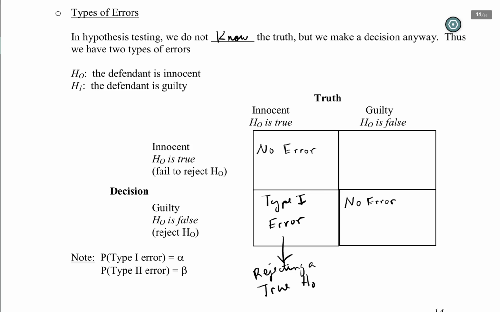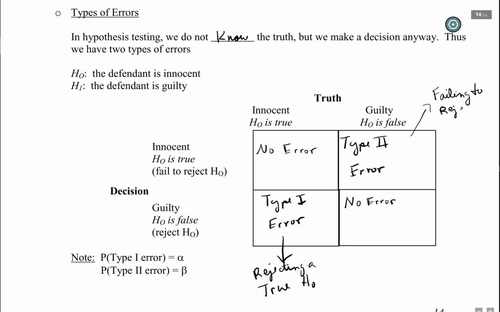On the other hand, in this upper right hand part of the box, if the truth is that H naught is false, but we fail to reject it, then we've made what's called a type 2 error. Okay, and this error is failing to reject a false null hypothesis. And clearly, if something is false, you would like to reject it, so that's an error. That's a type 2 error. All right, both errors are bad. You don't want to make either one of them. But we have to be mindful that both of them could be made.